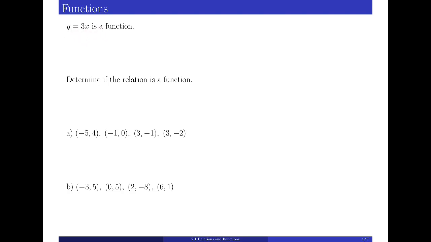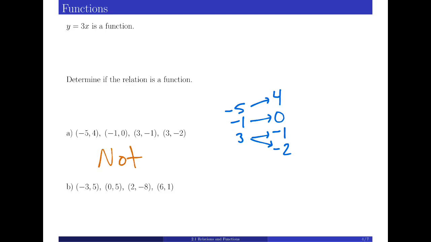Some of the homework problems that you'll have, you'll be told to determine if a relation is a function. So we'll look at this. And drawing a mapping diagram can be helpful. So this first one we have -5, -1, 3, and then 3 again. And those are going to map to 4, 0, -1, and -2. And we have 5 going to 4, -1 going to 0, 3 going to -1, and 3 going to -2. Is that a function? No, it's not a function because of the 3. The 3 is mapping to two different values, right?